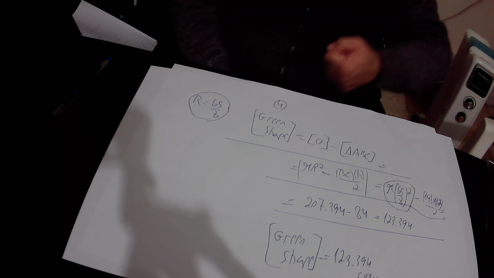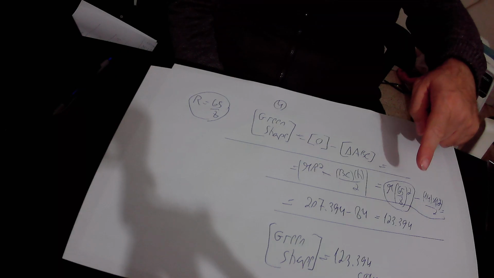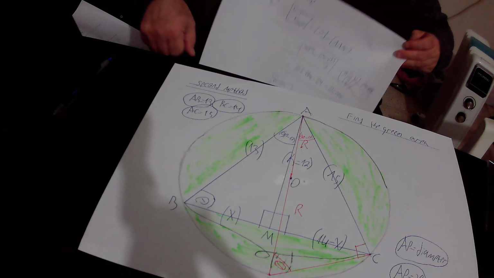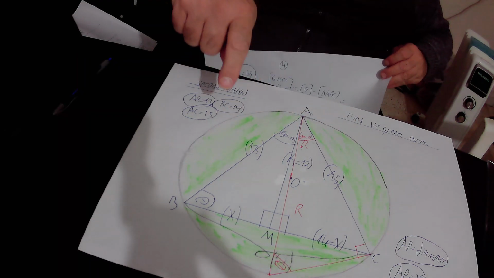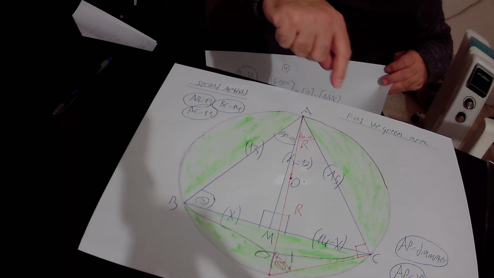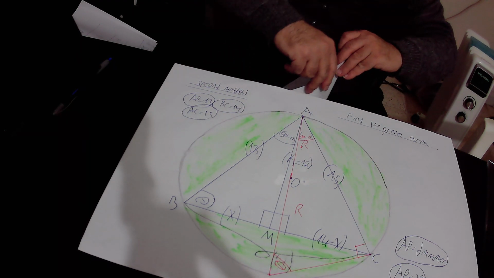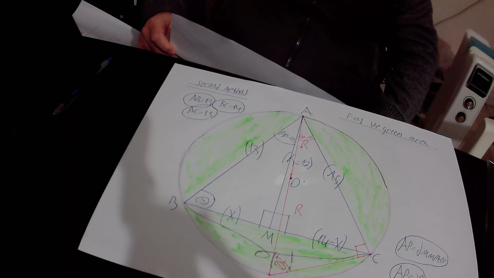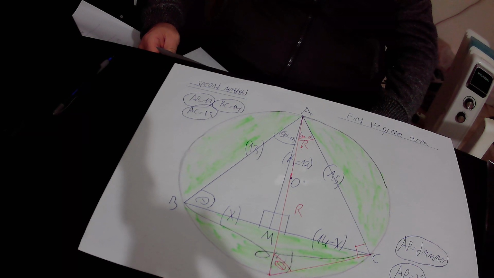207.394 minus 84 equals 123.394 square units. In conclusion, we found that in both methods the area of this green shape equals 123.394 square units. Okay? Thank you very much.